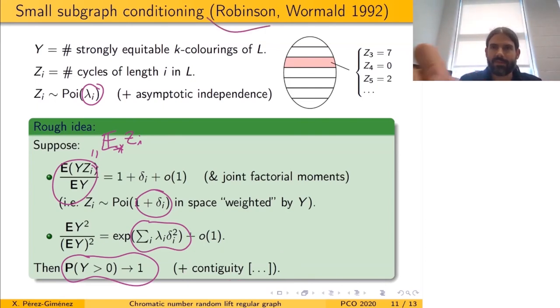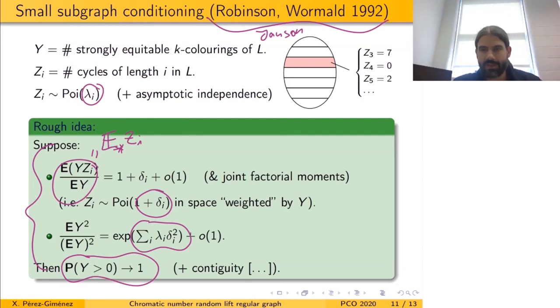So this originates from a paper by Robinson and Wormald. It was a more general result or method than what appears in a paper by Janson. So this is the idea.